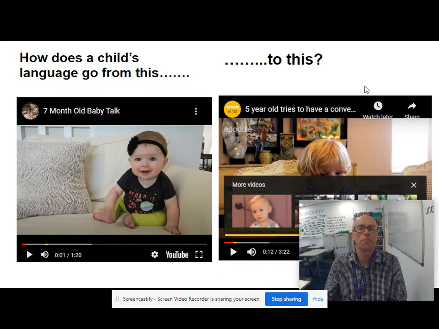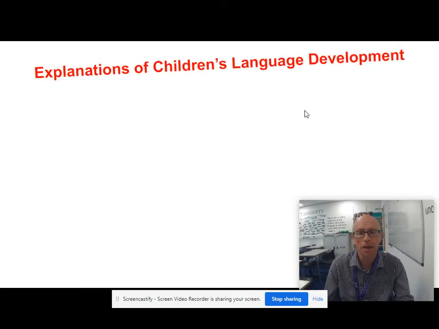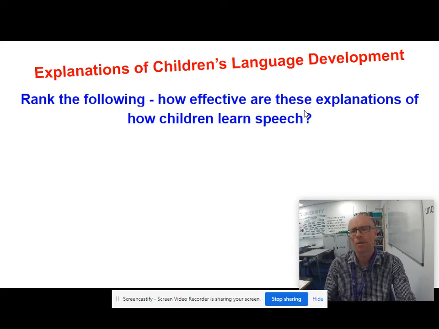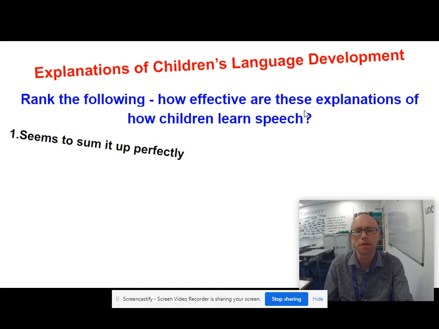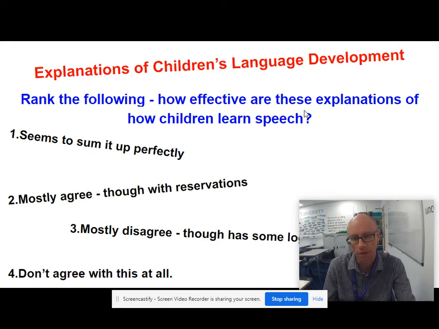Now that is quite a remarkable transformation, this everyday miracle of how a seven-month-old babbling and cooing turns into a five-year-old constructing lavish standard sentences with a rich vocabulary. So there are all sorts of theories about how this happens, and I'm going to give you four of them, and what you need to do is rank them. So how effective do you think these explanations are of how children learn speech? So one being perfect, that seems to sum it up perfectly, and four being nah.